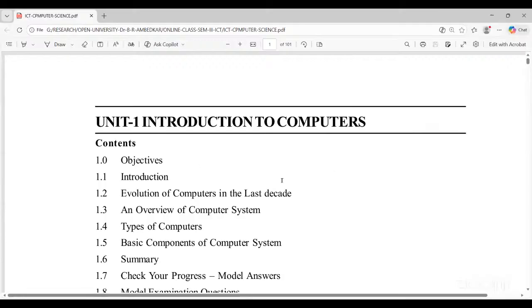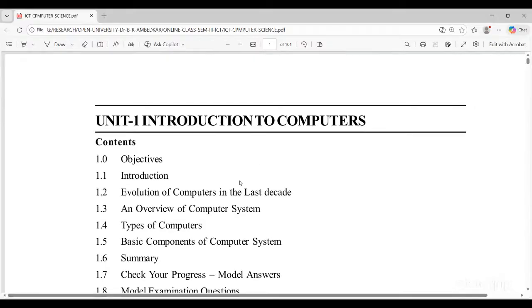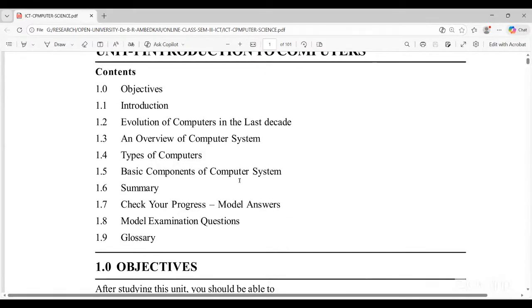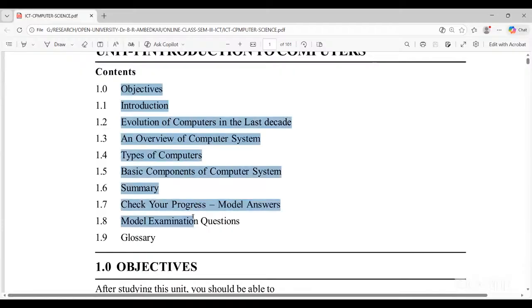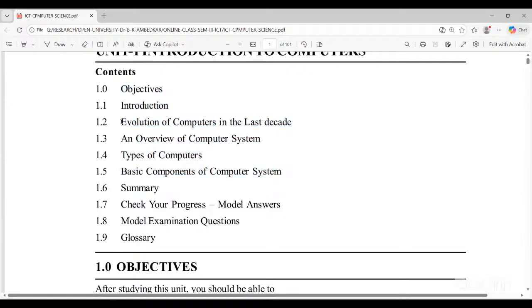Now, this is Unit 1, that is Introduction to Computers. As part of this topic, we will discuss all these chapters. What is the objective, introduction, and evolution of computers in the last decade?